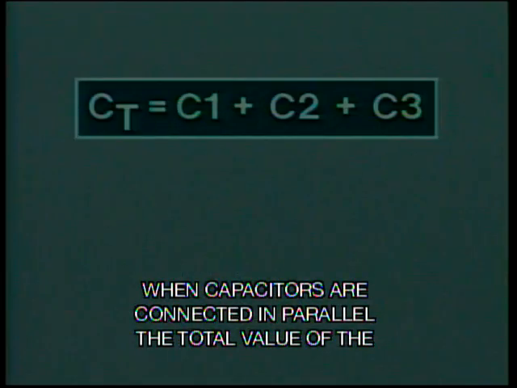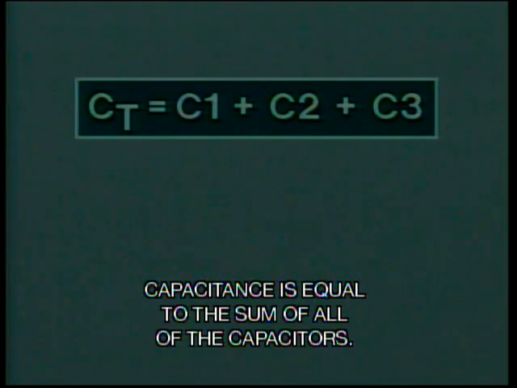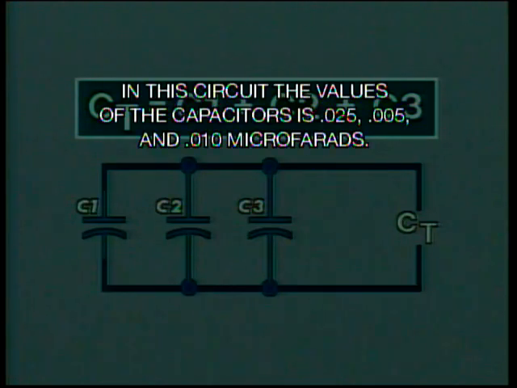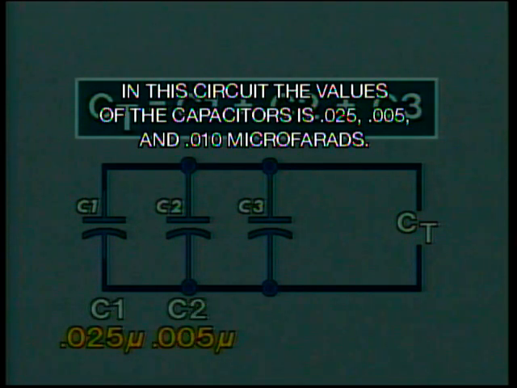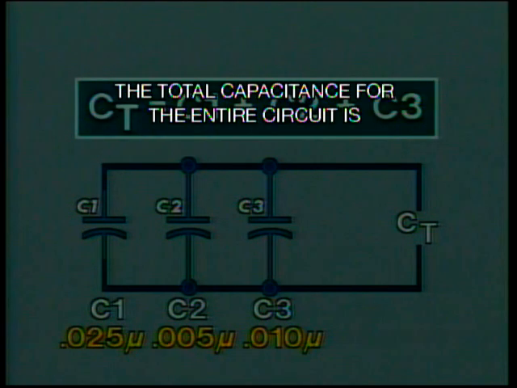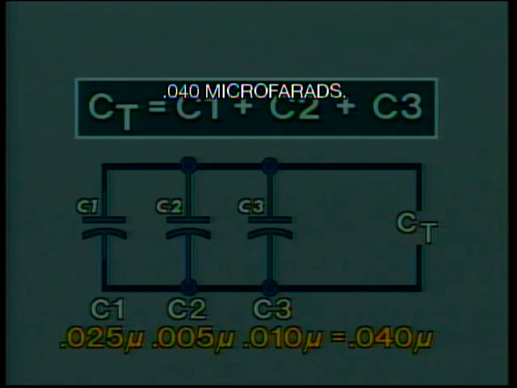When capacitors are connected in parallel, the total value of the capacitance is equal to the sum of all of the capacitors. In this circuit, the values of the capacitors are 0.025, 0.005, and 0.010 microfarads. The total capacitance for the entire circuit is 0.040 microfarads.